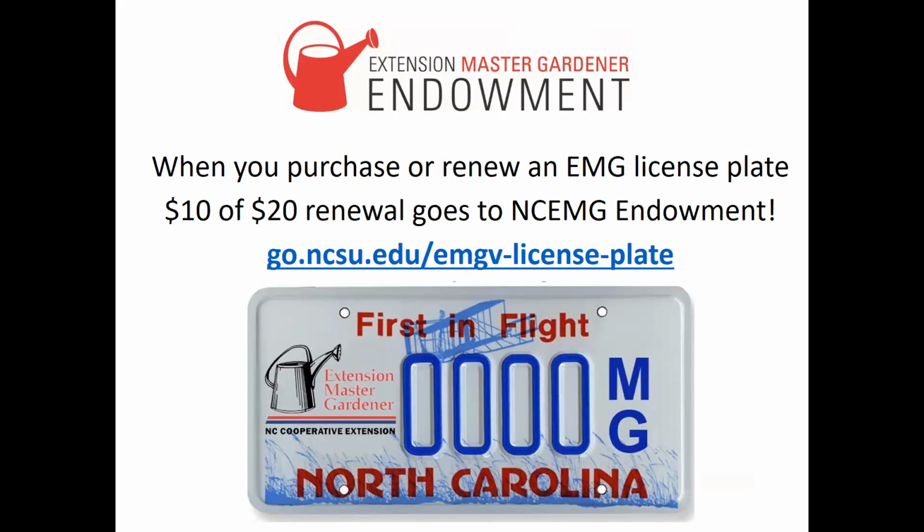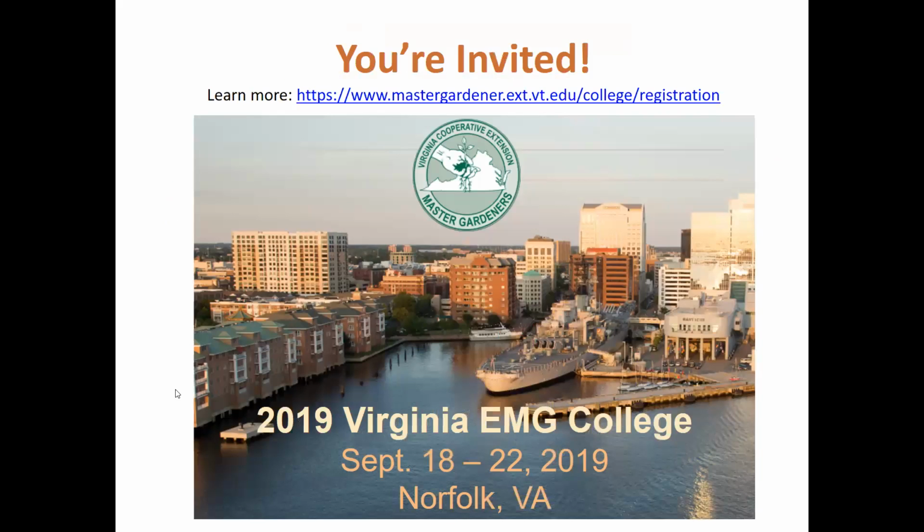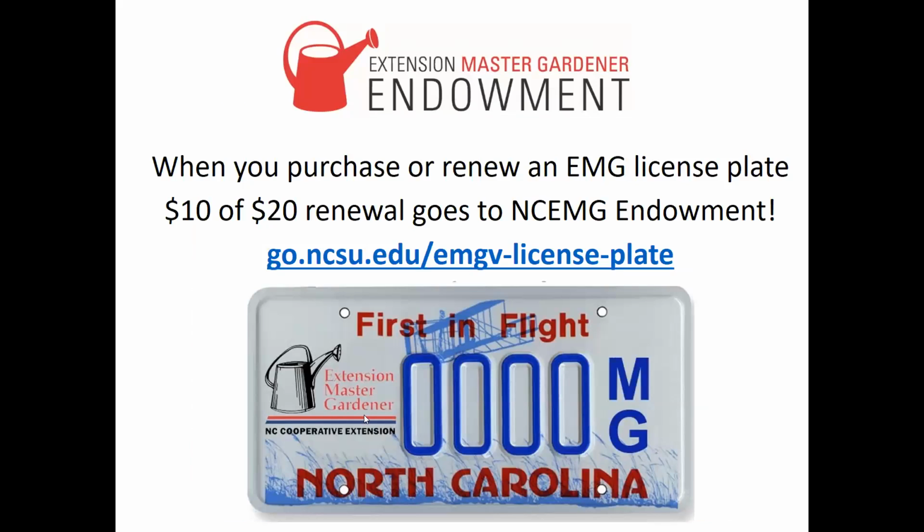Winners of Search for Excellence do get a $200 award to use for their local Extension Master Gardener program, and that is funded through the endowment. And as we mentioned earlier, one way you can support the endowment is to get a Master Gardener license plate, which is available directly from DMV. And we currently still have some available with the old logo with the watering can. When those run out, it'll be replaced with our updated logo, which just has the NC State brick.